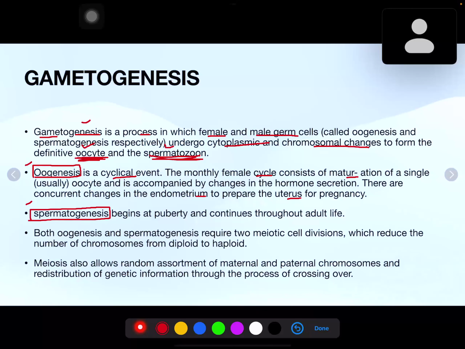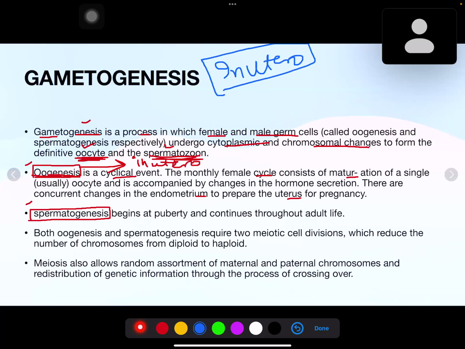And oogenesis, this oocyte formation, is in utero, you can say. You all have known that all the oocytes which have to be formed in the female fetus are developed in utero. In adult females, no new oocytes are formed. The oocyte pool is already there in the female ovary. Okay, so oogenesis only occurs in utero.